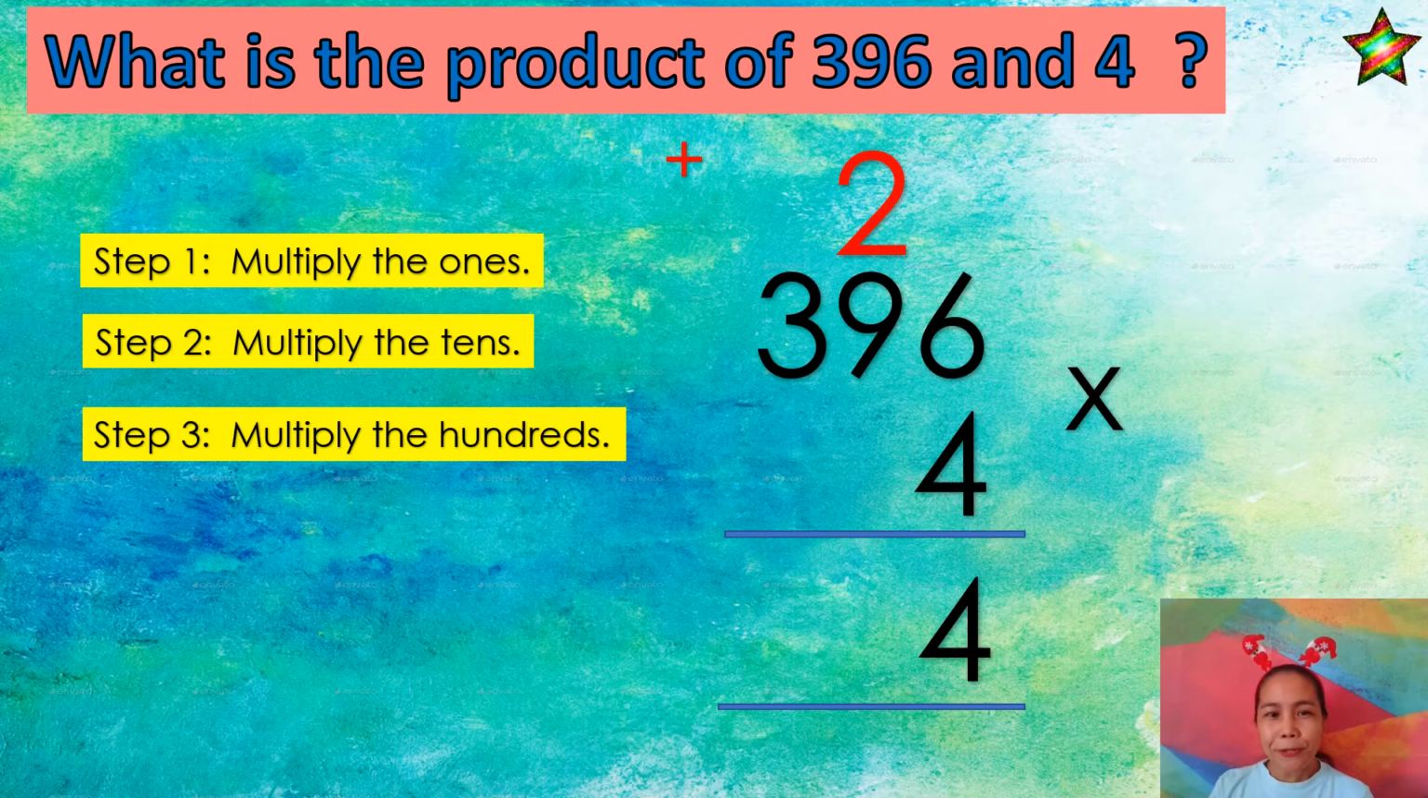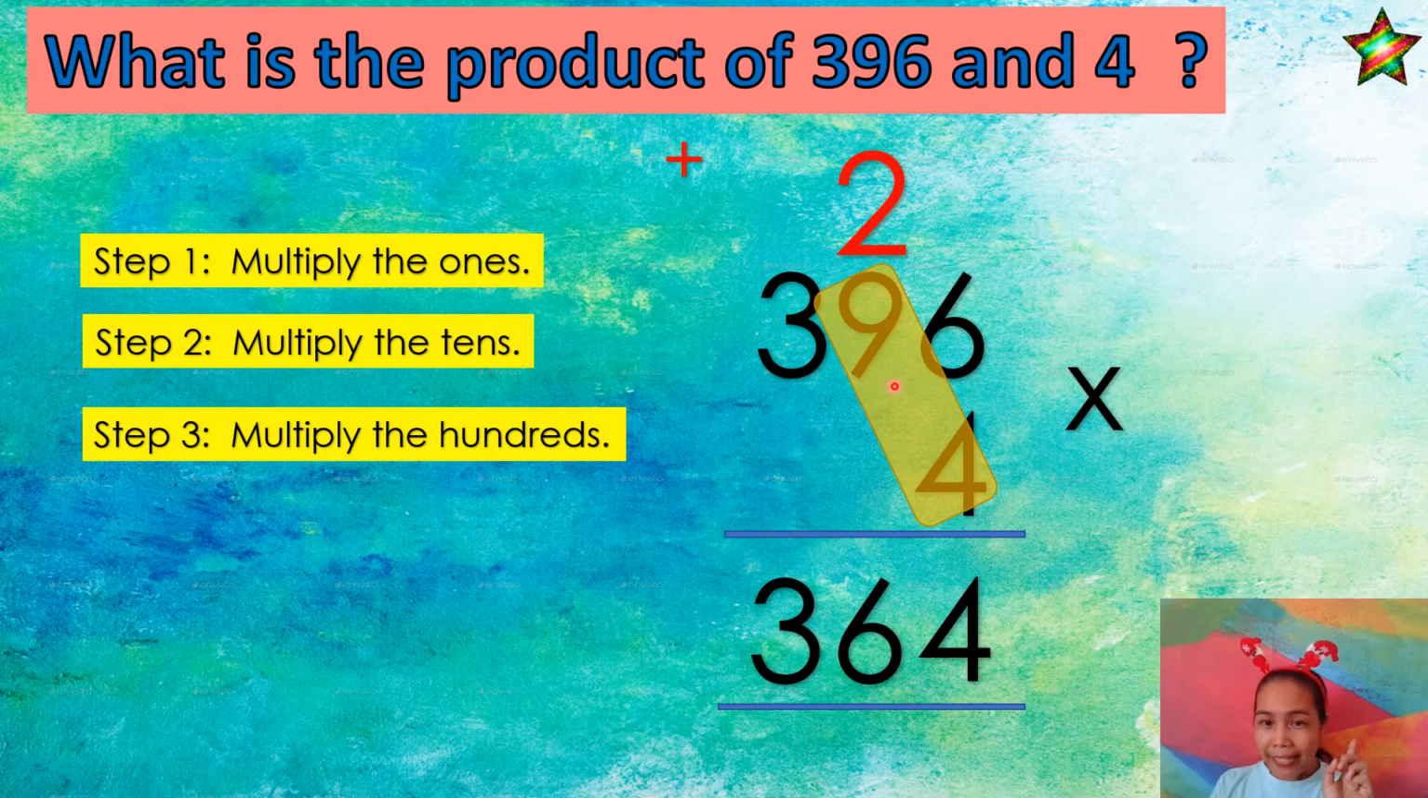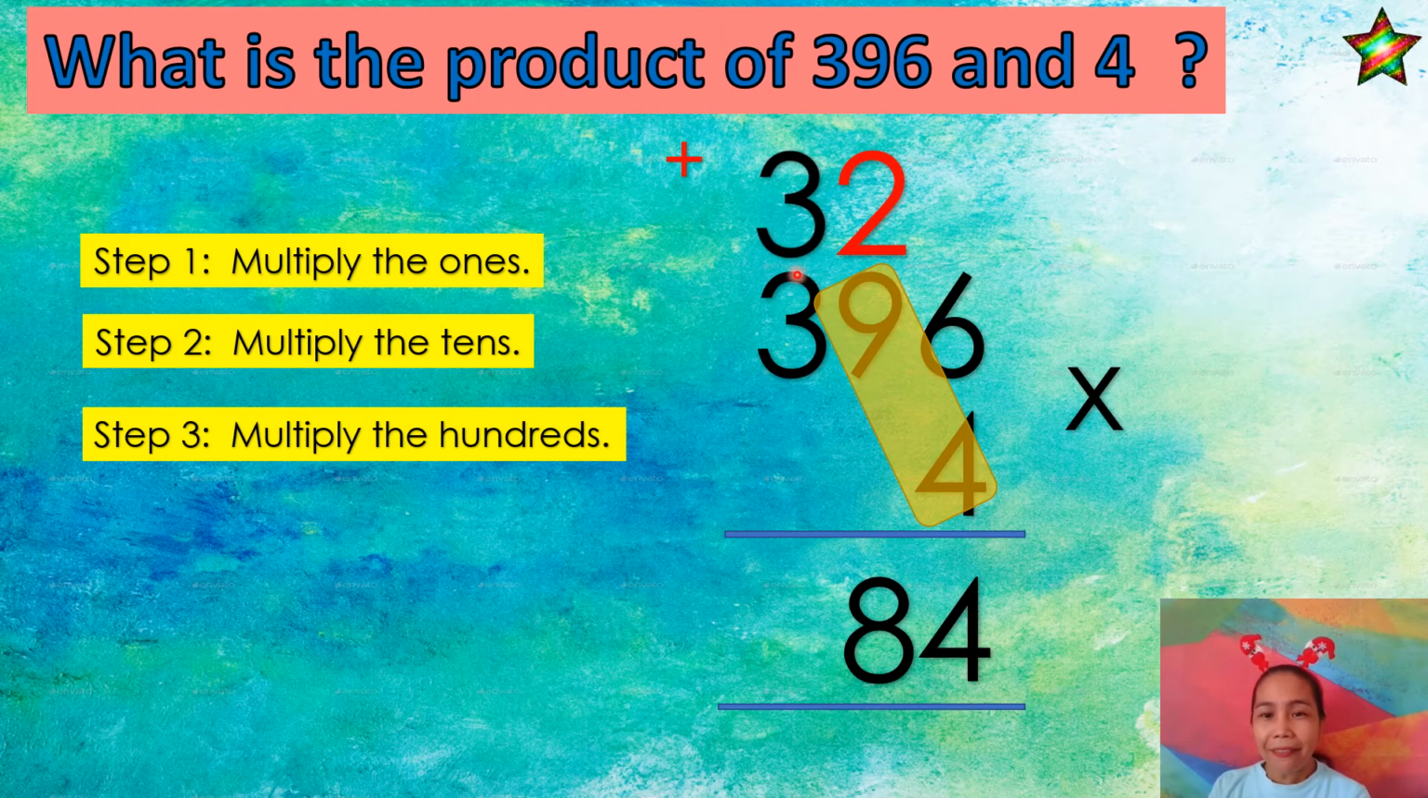What is step 2? Multiply the tens. Okay, so either 9 times 4 or 4 times 9. What's the answer? Correct again. It's 36. But don't forget that there's a number 2 here on top. What are you going to do? You are going to add them. So 36 plus 2 is 38. Write 8 and carry 3.